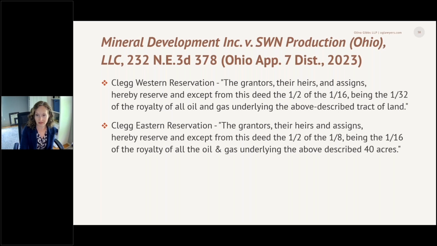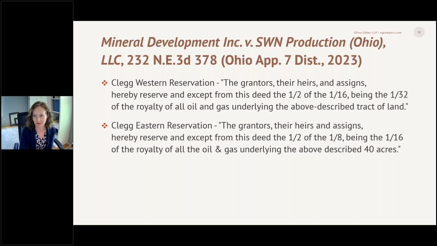The court calls them the Clegg Western Reservation and the Clegg Eastern Reservation for the eastern and western portions of the land. The Clegg Western Reservation provided: "Grantors hereby reserve and except from this deed the 1/2 of the 1/16th, being the 1/32nd of the royalty of all the oil and gas underlying the above described tract of land." And at the time of this reservation, there was a prior reservation in effect of a 1/16th royalty that appeared in a 1911 deed, and the 1936 deed at issue here included the verbatim language from the 1911 reservation.